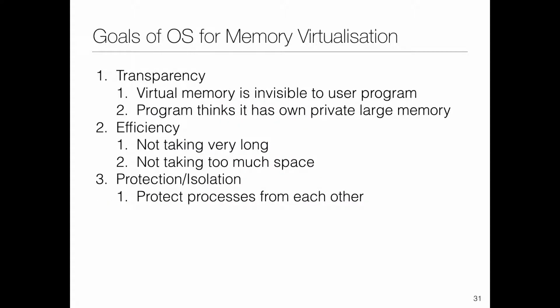The other goal is efficiency. We want to ensure that all the processes run very efficiently and don't slow down because of the OS overheads. It's not just timing efficiency, but also space efficiency. We don't want to store all of the contents of all of the processes into some other structure, as that will take a lot of space. One of the more important goals, which we started by motivating, is that if we have multiple programs running in the same physical memory, we want to protect processes from each other.